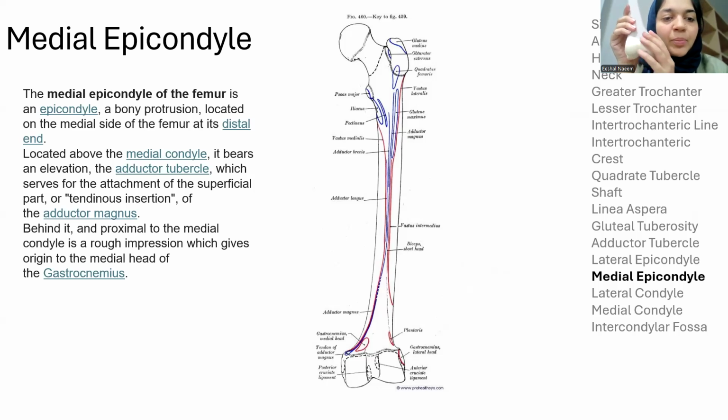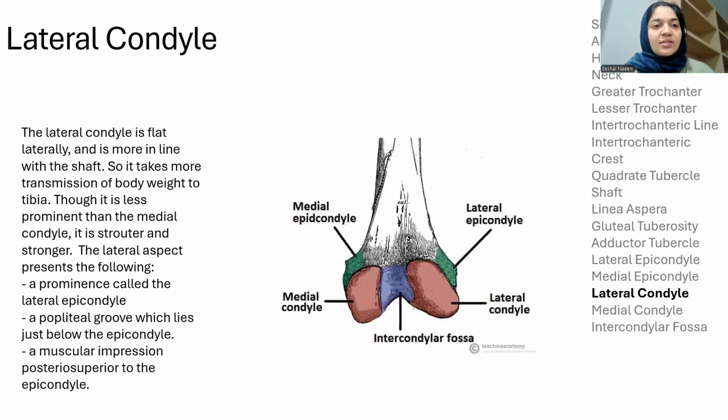Located above the medial epicondyle is the adductor tubercle, which serves as the tendinous attachment of the superficial part, or tendinous insertion, of the adductor magnus. Behind it and behind and proximal to the medial condyle is a rough impression, which gives rise to the medial head of the gastrocnemius. We've already done the origin of the gastrocnemius.